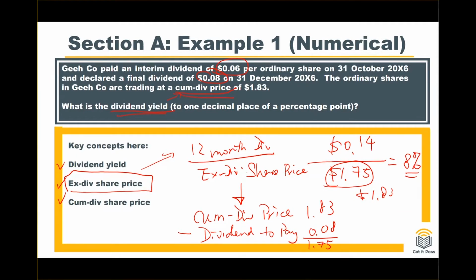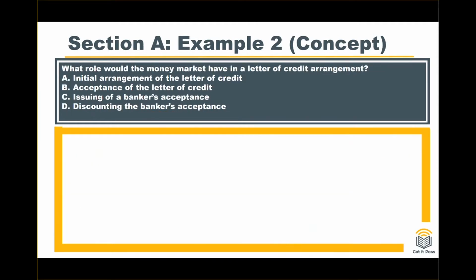For numerical, okay, the next question is another one about a concept. It's extracted from the examiner comments. The question is quite simple. You spend about 30 seconds, finish it. The question is asking what role would the money market have in a letter of credit arrangement?